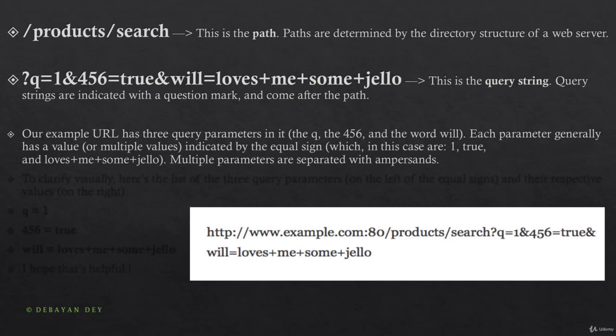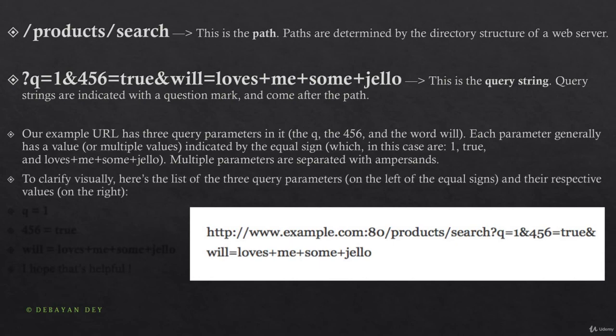Okay. Each parameter generally has a value or multiple values indicated by the equal sign, which in this case are 1, true, and loves plus me plus some plus jello. Multiple parameters are separated with ampersands. To clarify visually, here's the list of the three query parameters on the left of the equal signs, and their respective values on the right.